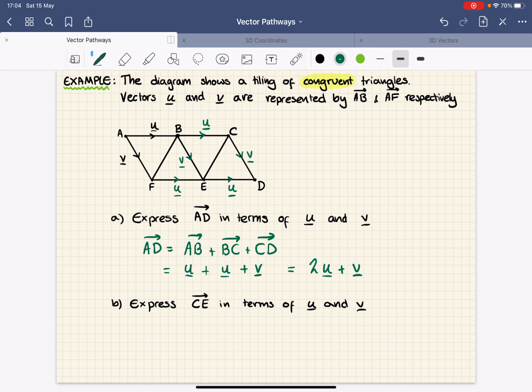And then part b, we're being asked to express C to E in terms of u and v. So C to E, I don't know what this line here is, so I need to look at alternative routes. And I could go from C to D and then D to E, and that will get me there. So for my vector journey of C to E, I'm going to go from C to D and then from D to E. So C to D, that is going to be that vector v. And then D to E, I'm going against the arrow, so it's going to be a minus u. So that's my vector pathway there.